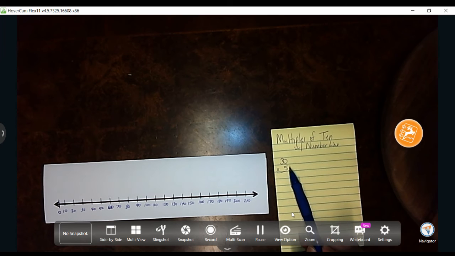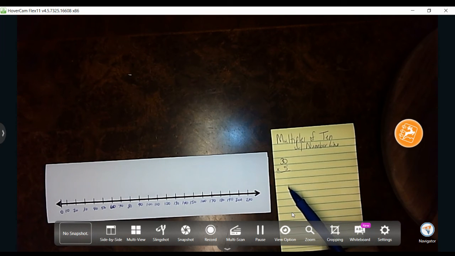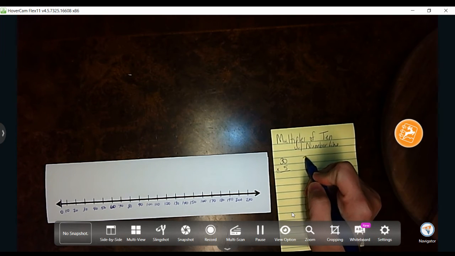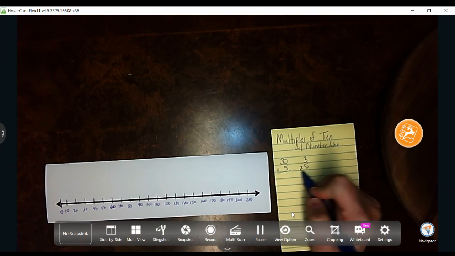And I know that I need to start with the multiple of 10 because I noticed that I have a 30, and 30 is a multiple of 10, and we see it, 10, 20, 30. It's a multiple of 10. Well, before I get started with my number line, I want to ask myself some questions. What do I know about 3 times 5? 3 groups of 5, or 5 groups of 3. What do I know about those two factors? Well, I'm pulling from what I already know about my multiplication facts, 3 times 5 is 15.